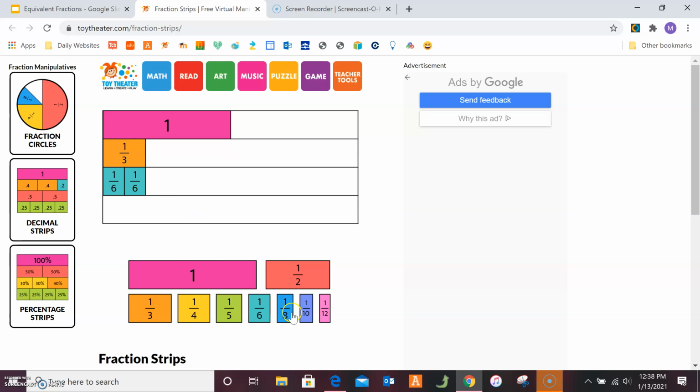Okay, do you think eighths will work? Let's try it. 1/8. 2/8 is not enough. Let's see if 3/8 works. 3/8 doesn't work. All right, let's put those back. I have two more to try. Now we don't have ninths, we don't have sevenths, so we can't try those, but we can try tenths.